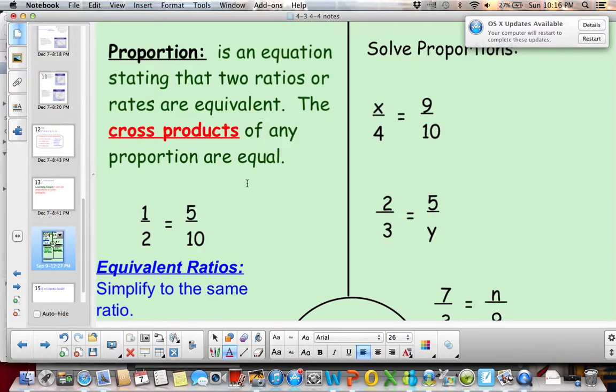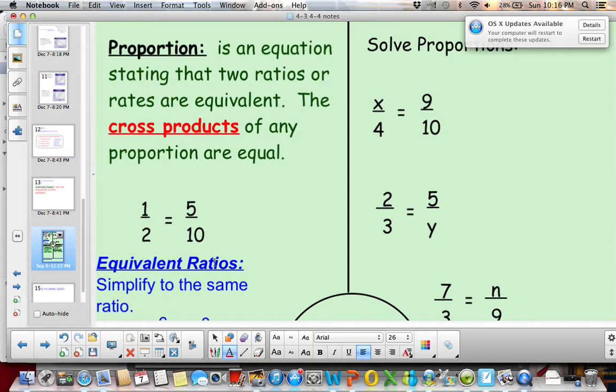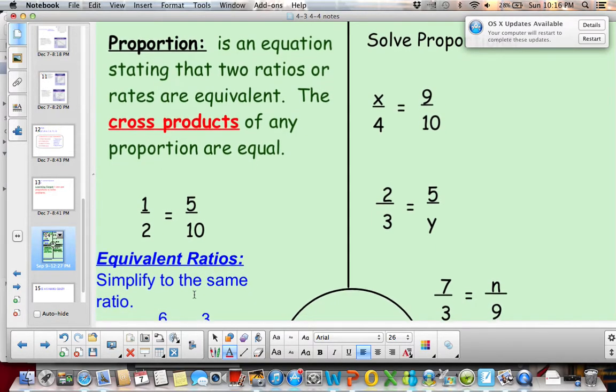A proportion is an equation stating that two ratios or rates are equivalent. So this 1/2 equals 5/10 is an example of a proportion because 1/2 is the same as 5/10, or 5/10 can be simplified to 1/2. So a proportion is when two ratios equal each other. It's also known as equivalent ratios, which makes sense because the ratios are equivalent. And just like we were talking about, they simplify to the same ratio.